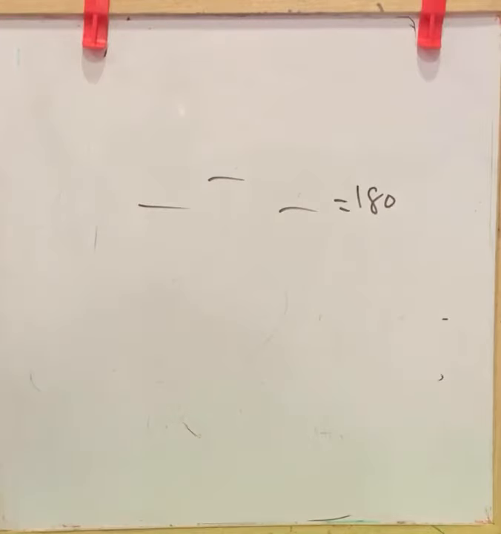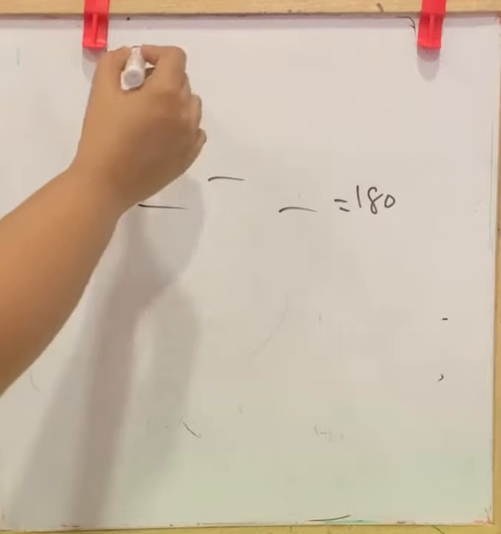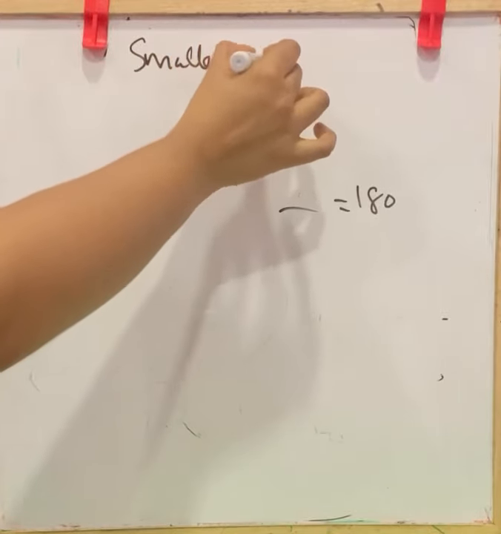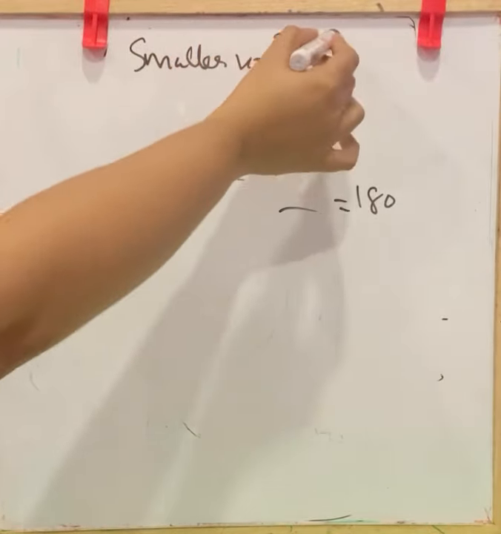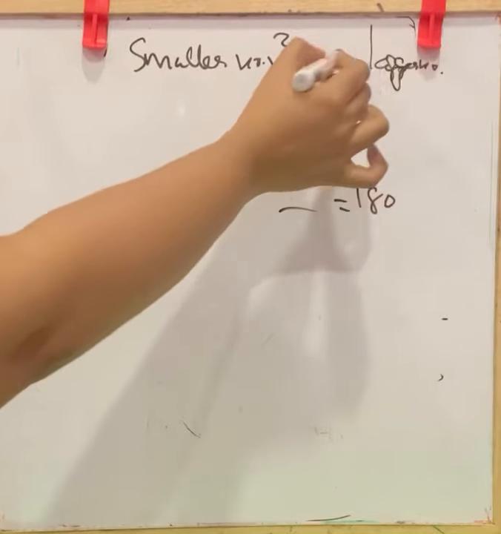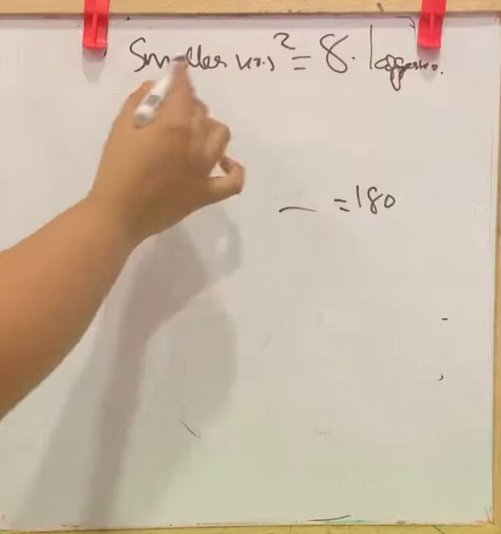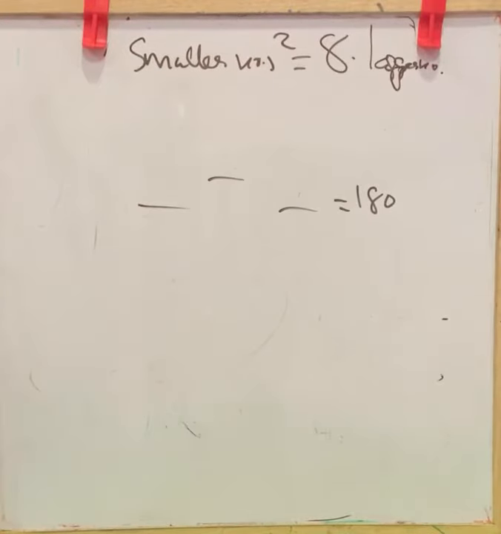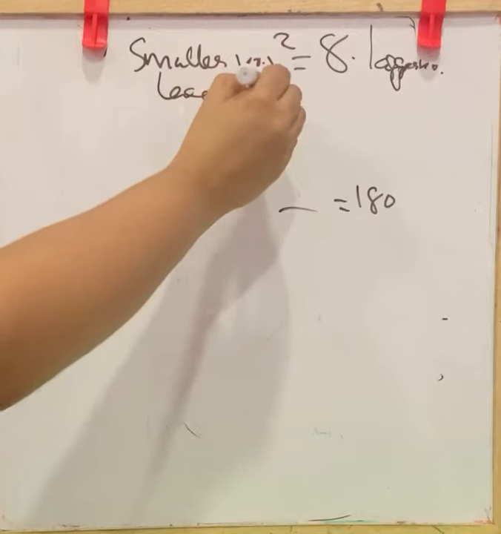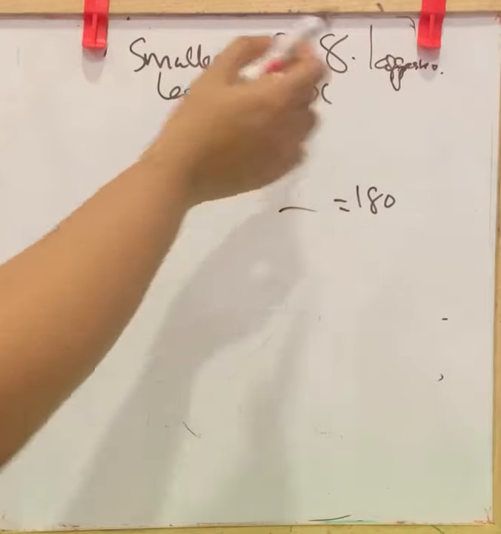We don't know the numbers, but another condition is given. The square of the smaller number is 8 times the larger number. We are talking about the smaller number's square, and it is depending on the larger number. The larger number's 8 times is equal to the smaller number's square. So let the larger number be x.